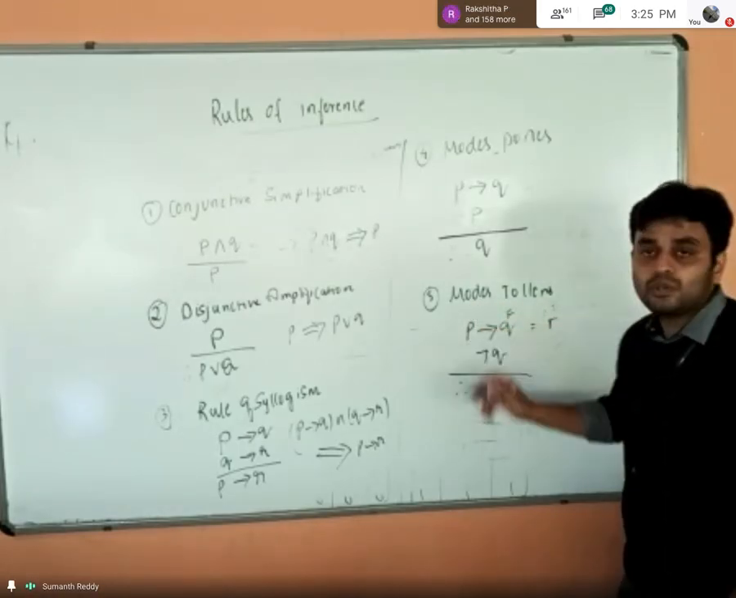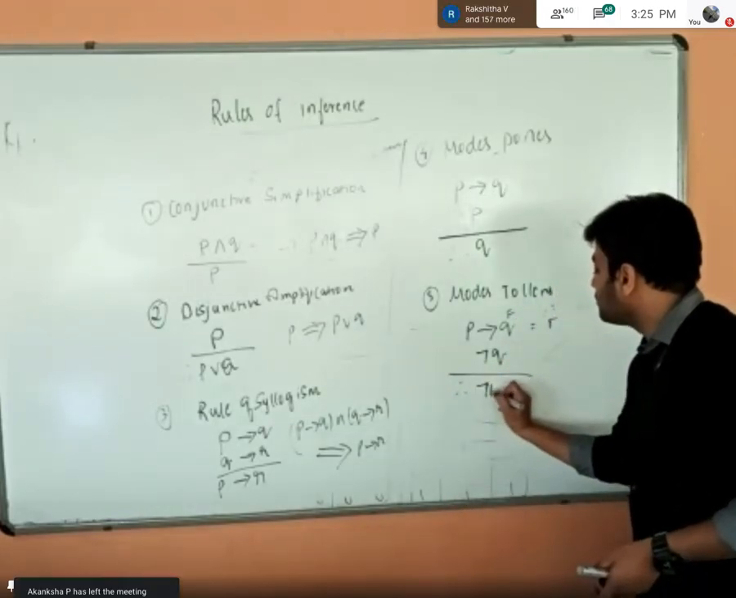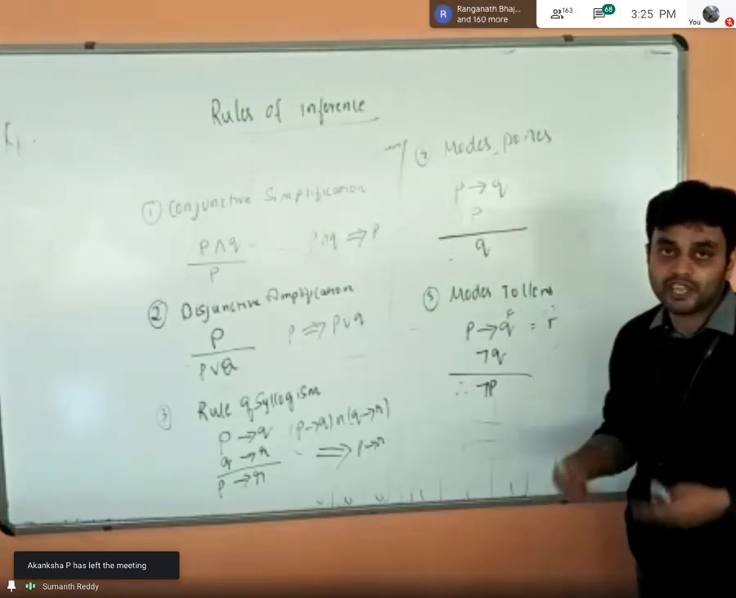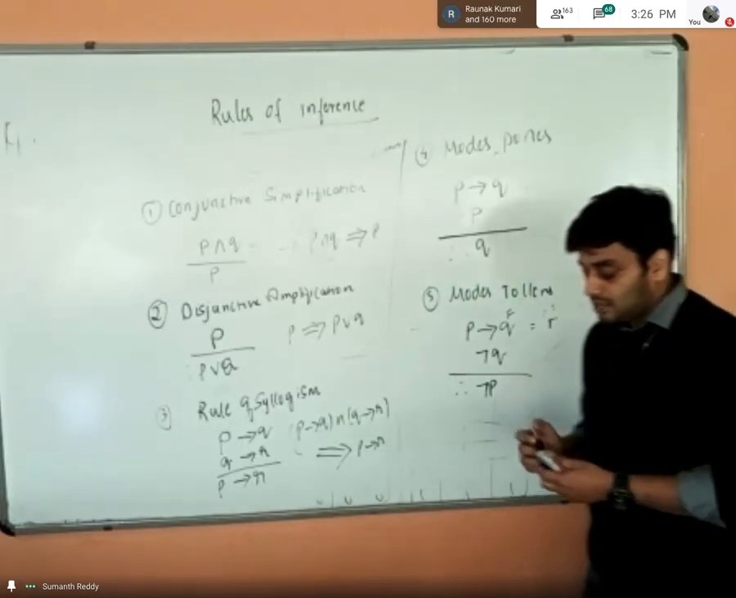If P is not true, then what is true? Its negation is true. In other words, P is false. But in the conclusion, I'm just talking about which proposition is true. So I'll just write that negation of P is true. Okay, so it's very simple.